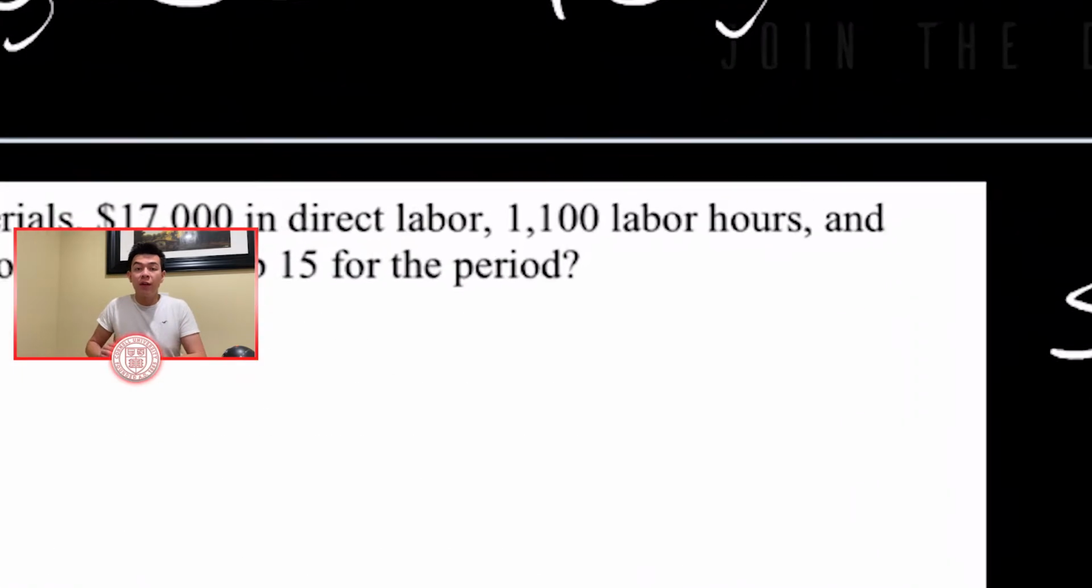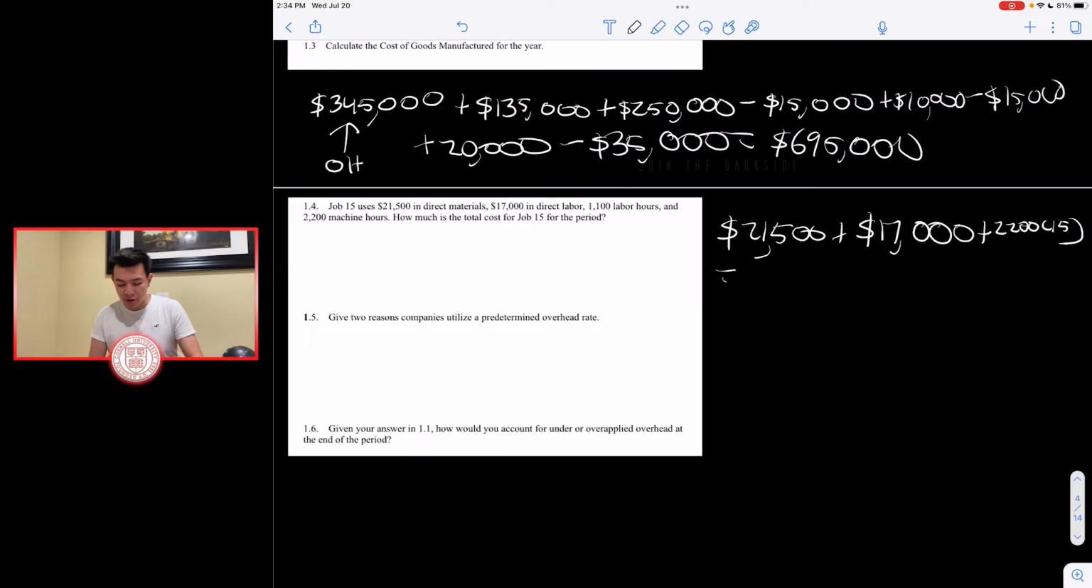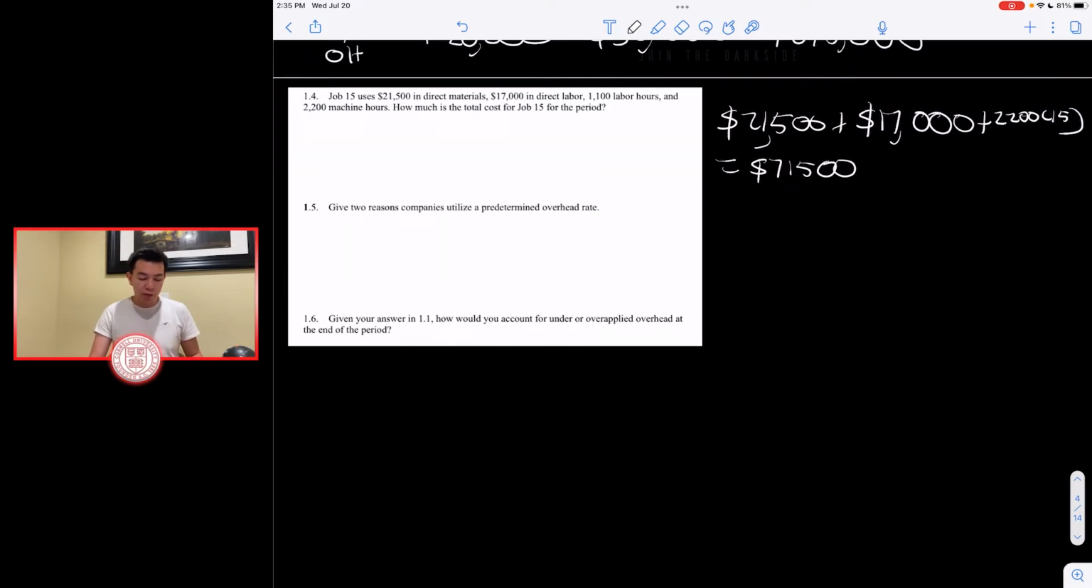They also give you labor hours, 1,100 labor hours, but we don't really need that figure here, right? Because we already know the labor cost, labor hours isn't really needed here. For example, if they gave us cost per labor hour and they didn't give us a total labor cost for this job, then it would be more relevant. But in this situation, it's more of a distracting number. Okay, it's not needed here. So we're going to add those up: 21,500 plus 17,000 plus 2,200 times 15, and we are going to get $71,500.